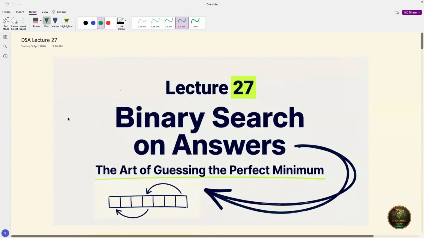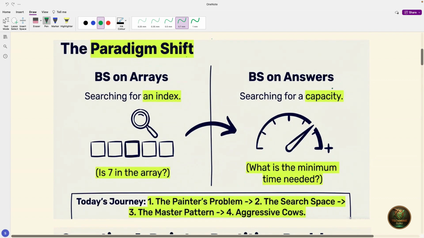I'm your coach Supratim. Today we are diving into data structure algorithm lecture 27. Previously we discussed binary search on arrays where we were primarily searching for an index. Today we are going to experience a paradigm shift. We are going to master the art of guessing the perfect minimum or maximum. This is known as binary search on answers, where we are searching for a capacity or trying to answer questions like what is the minimum time needed.